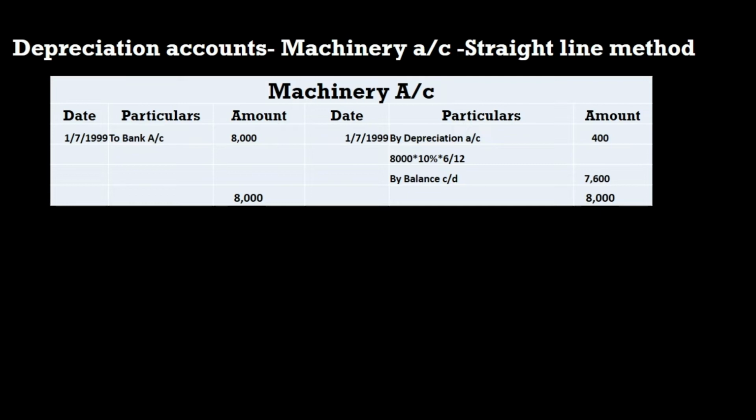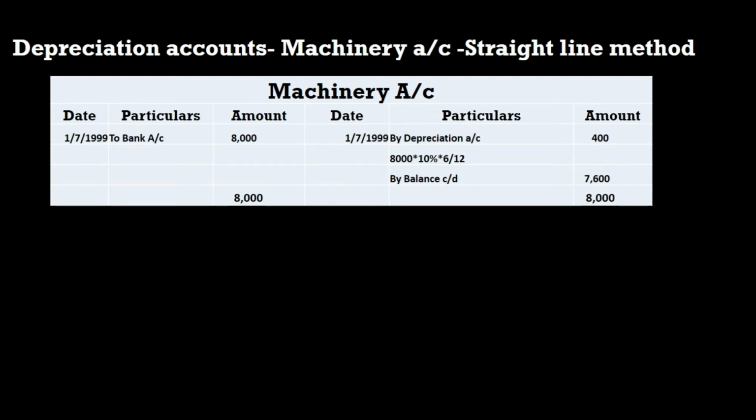Then when we purchase in July, we have to calculate 6 months. How many months in that year? July to December, only 6 months. You have to calculate 6 months. How are we going to calculate? You can see the formula: 8,000 into 10 percent into 6 by 12. The 8,000 is the cost of the machinery, and 10 percent is the rate given. That means this is not a full year because they purchased in the middle of the year, right? So we have to calculate until the month the year closes as per the company.